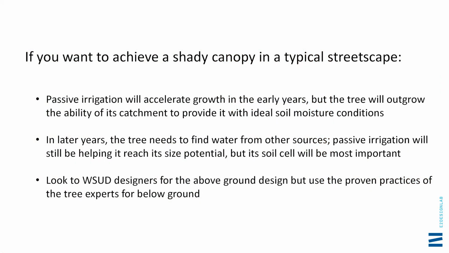And I'm going to finish up by jumping back out of that talk about the design checklist and just go back to something I was talking about earlier, and some final comment. If you want to get that shady streetscape, just remember that in your typical sort of scenario, passive irrigation is going to accelerate the growth in early years, but you'll get to a point where the tree outgrows its little catchment. And what happens then?